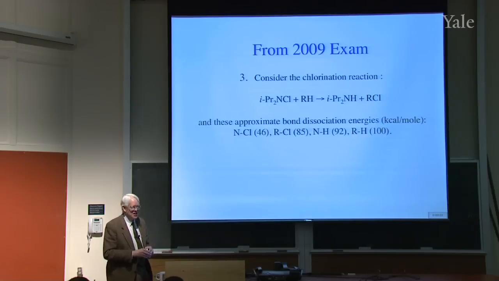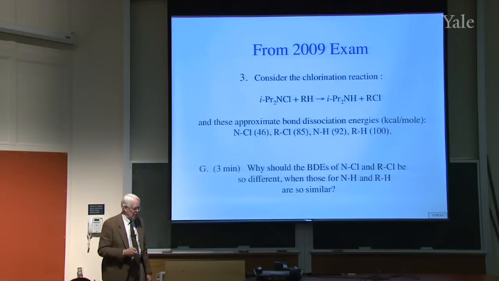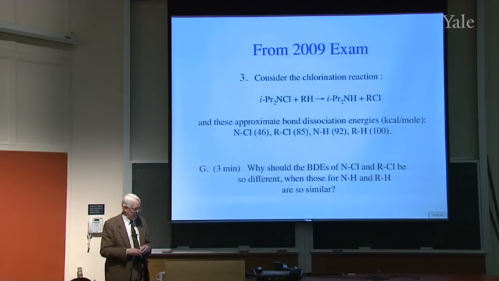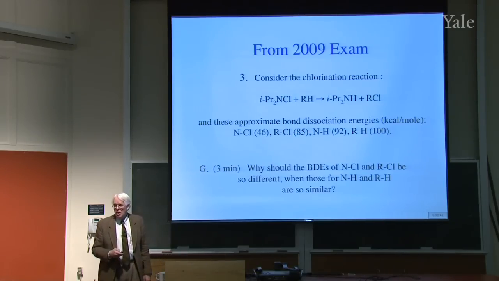Okay, and I also asked questions. So on the 2009 exam, I asked, consider this chlorination reaction, the one we talked about at the end of last lecture, and certain bond dissociation energies, and then you're supposed to figure out various things. But part G of this many-part question was, why should the bond dissociation energies of NCl and RCl be so different when those of NH and RH are so similar? So NCl is 46, NH is 92, twice as big. RCl and RH are about the same energy. Why is that?